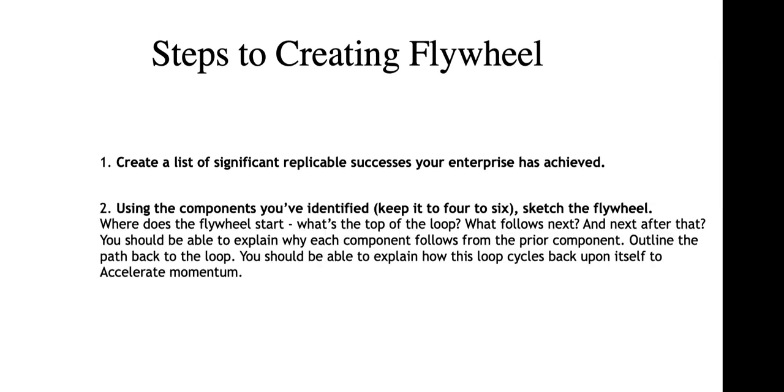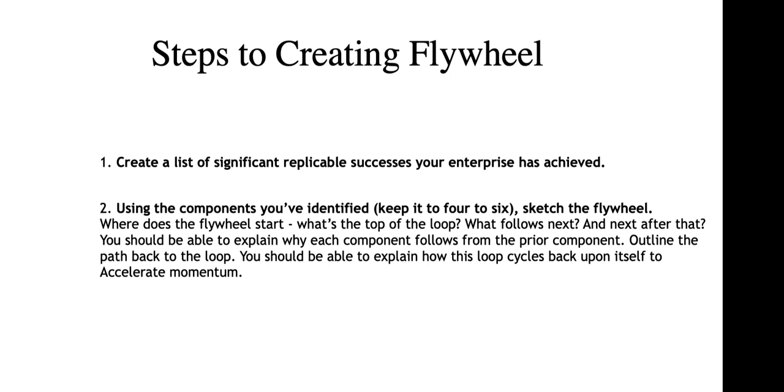The second step would be using the successes that you've identified, and we're keeping it to about 4 to 6. You're going to sketch the flywheel. And you can use my example, you can use Uber's, you can use Amazon. And so you're going to start sketching the flywheel. The first thing you want to know is what's going to be at the top of your flywheel, right? And what follows next? What's after that?